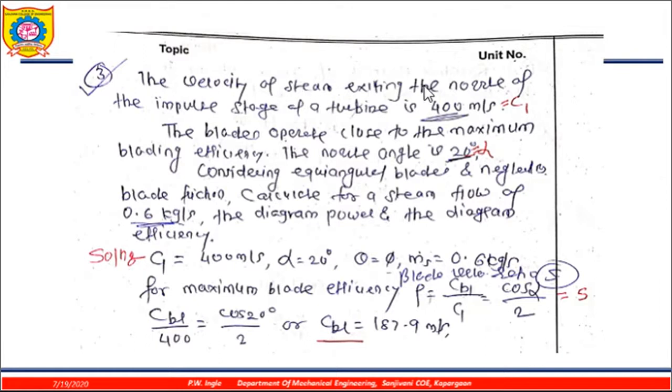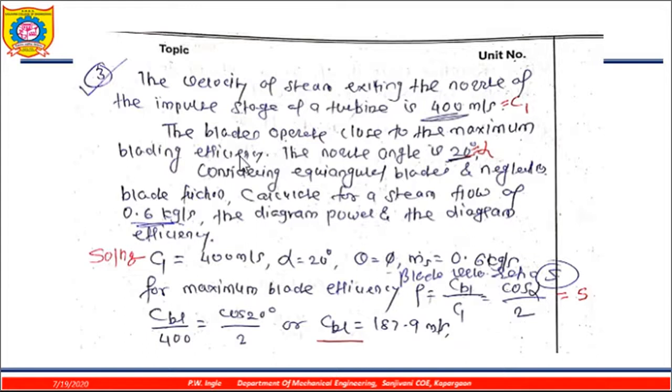The velocity of steam exiting the nozzle of an impulse stage of turbine is 400 meter per second. So that is C1, because after the nozzle, the steam enters the steam turbine. The blades operate close to the maximum blading efficiency. The nozzle angle is 20 degree. So we have already discussed the maximum blade efficiency condition. It is S equal to cos alpha by 2.